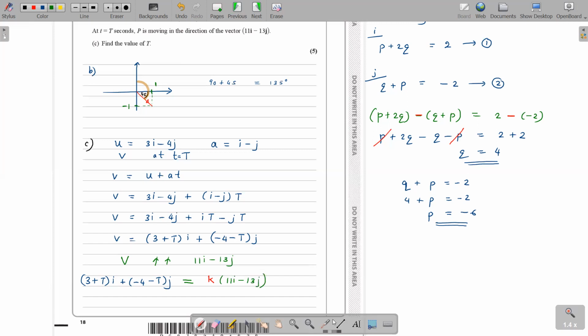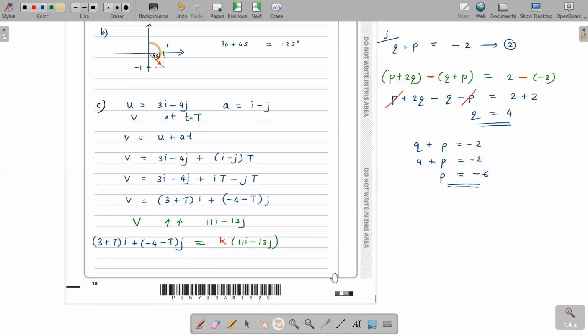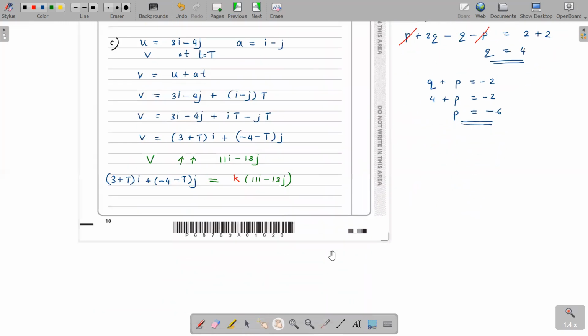Do you see? The final velocity, I took it from up over here. This V is replaced by this value here. The parallel sign I removed to put the equal mark, and when I remove the parallel with the equal mark, I should put a constant. This is a theory we learn in vectors. Okay, so now we can compare our i and j coefficients. Again, compare your i and j coefficients.